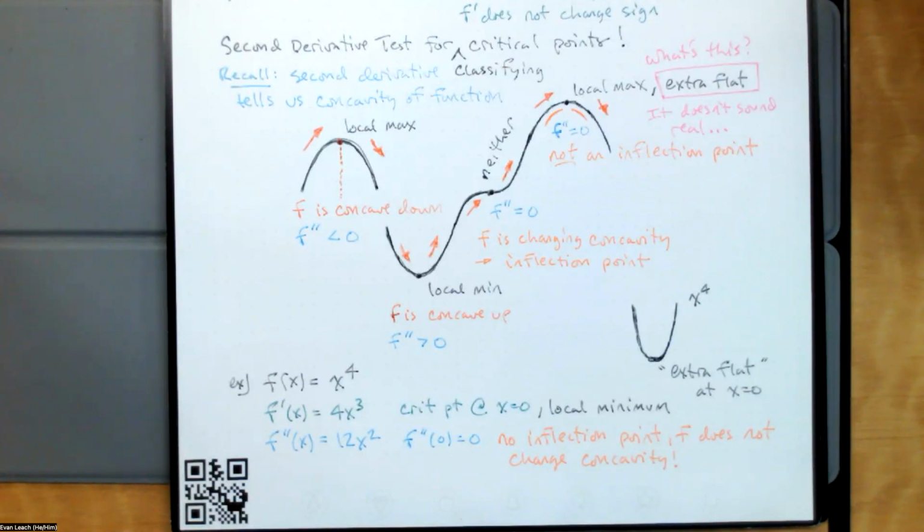So if the second derivative is negative at a critical point, then you can conclude the function is concave down, and so you have a local maximum. If the second derivative is positive at a critical point, then you can conclude that the function is concave up at the critical point, and so it must be a local minimum. If the second derivative is equal to 0, you're going to have to look at the first derivative to determine if the function is changing direction.